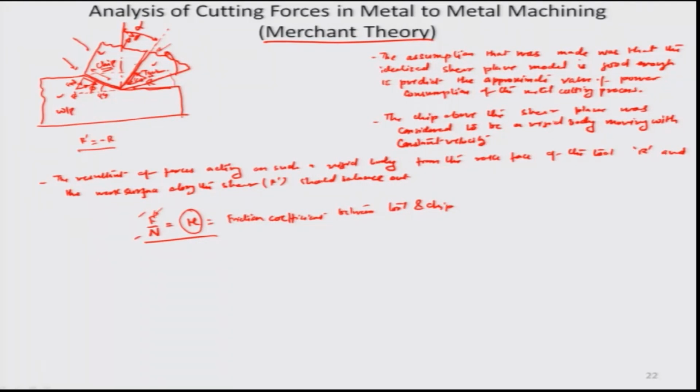Obviously, the force distribution would vary quite a bit at this interface, because the chip may not be curling equally on the top, or the chip may not be putting equal pressure on the top of the tool face. Obviously, the pressure would be more towards the cutting zone and lesser in the outward zone. So, there is a distribution, and basically the idea that we are having here is that we report an average value of this frictional force, and therefore, this coefficient here is an average friction coefficient between the tool and chip surface.